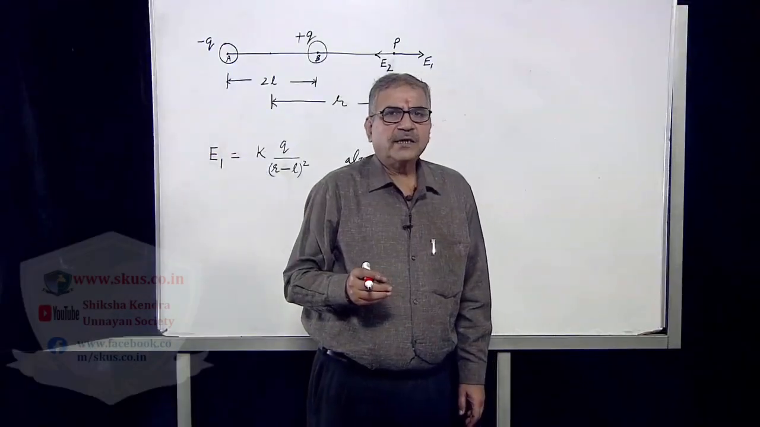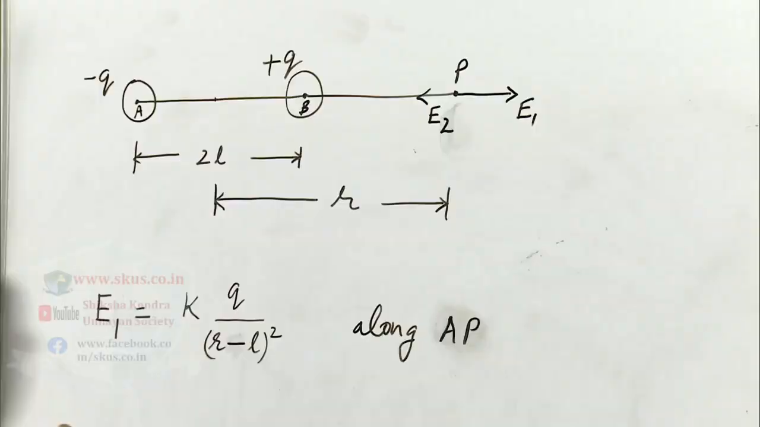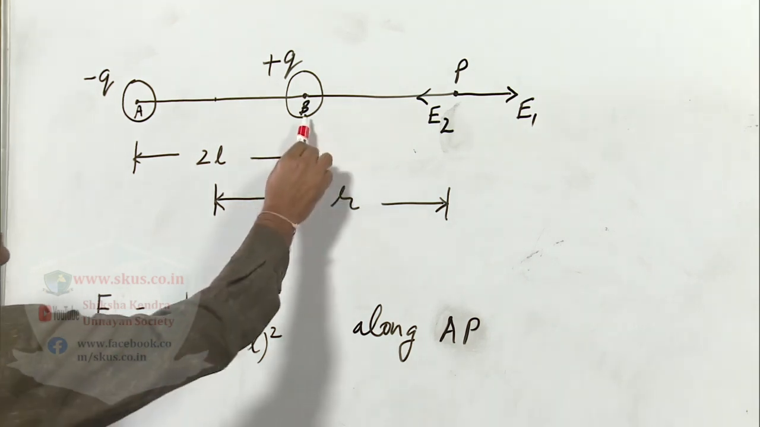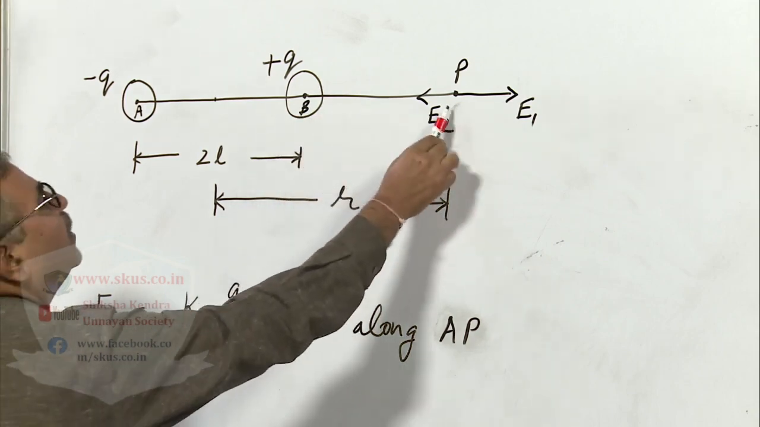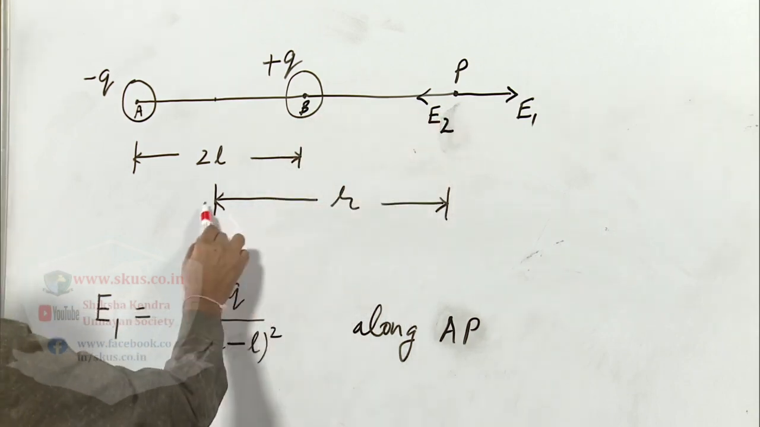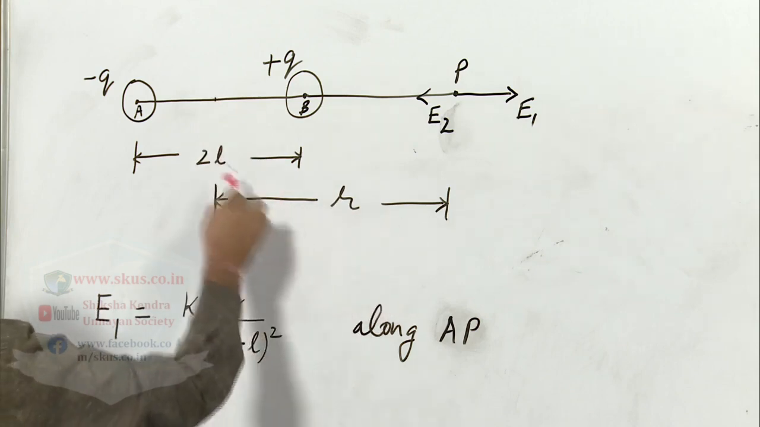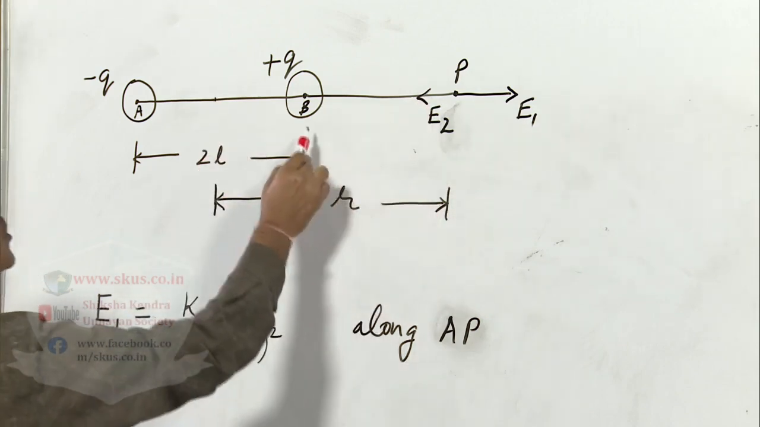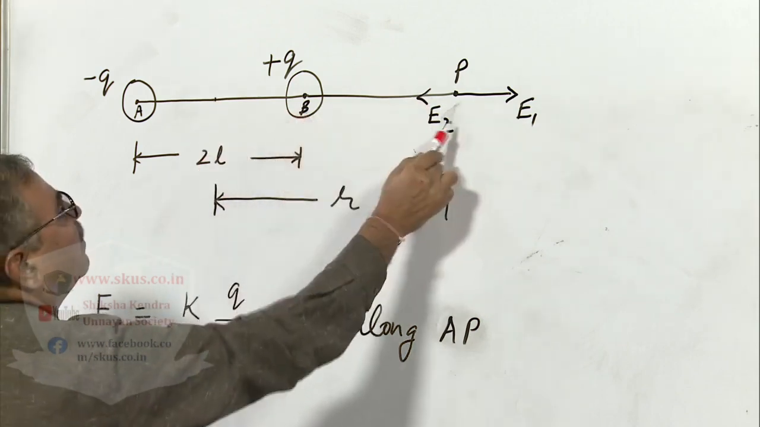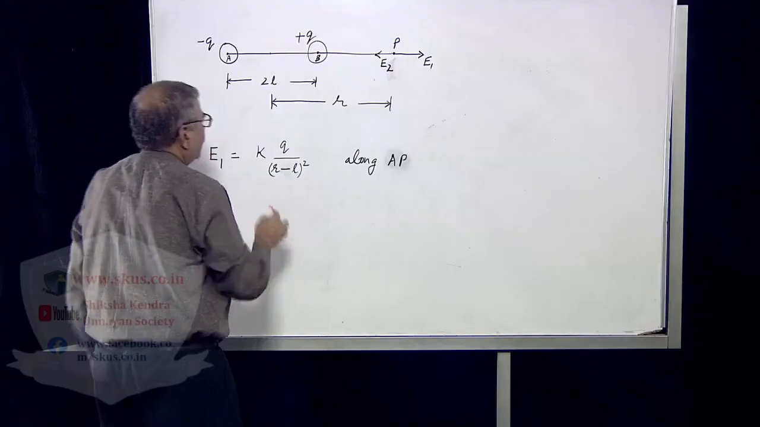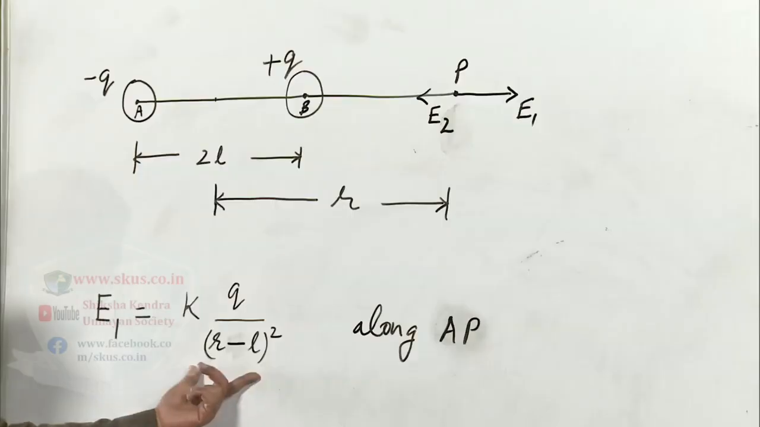Let us find out the electric field due to the positive charge at point P. Let it be E1, then E1 will be equal to K q upon R minus L whole square, and it will be along AP. Why is it R minus L? Because the distance between point B and point P, it will be R. R is the distance from the center of the dipole to point P. So, the distance between point B and P will be R minus L. So, we have taken it here.